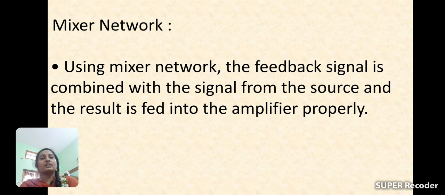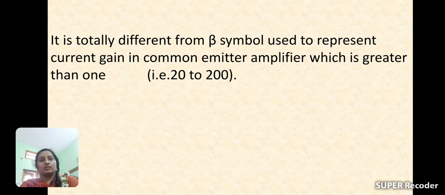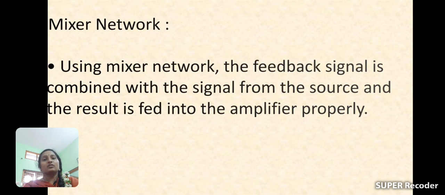Next one is the mixture network. See here, the beta symbol is used to represent the current gain in a common emitter amplifier, which is greater than 1. If beta is used in a common emitter or Darlington amplifier, the beta value is 20 to 200. But here the beta value lies between 0 and 1. You remember this. Here the beta value is 0 to 1 only.